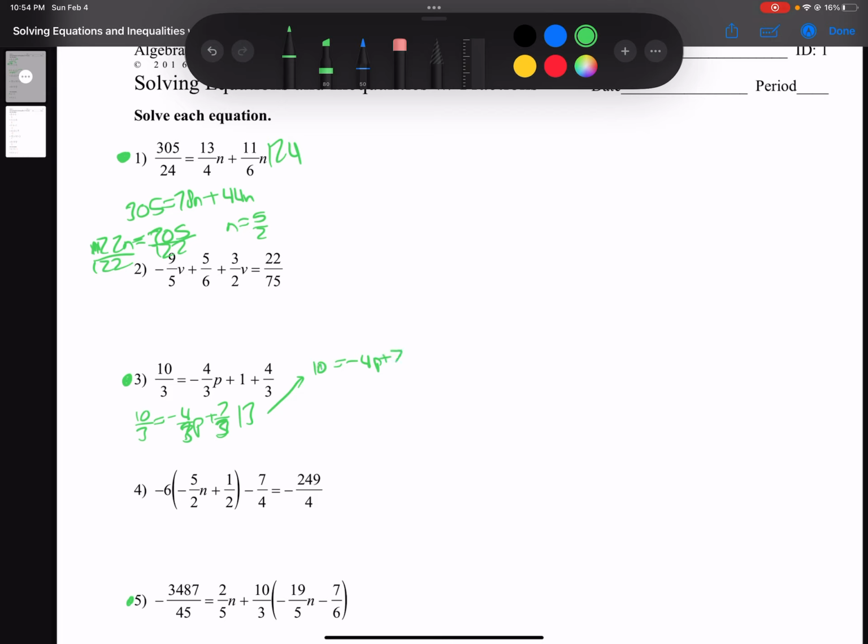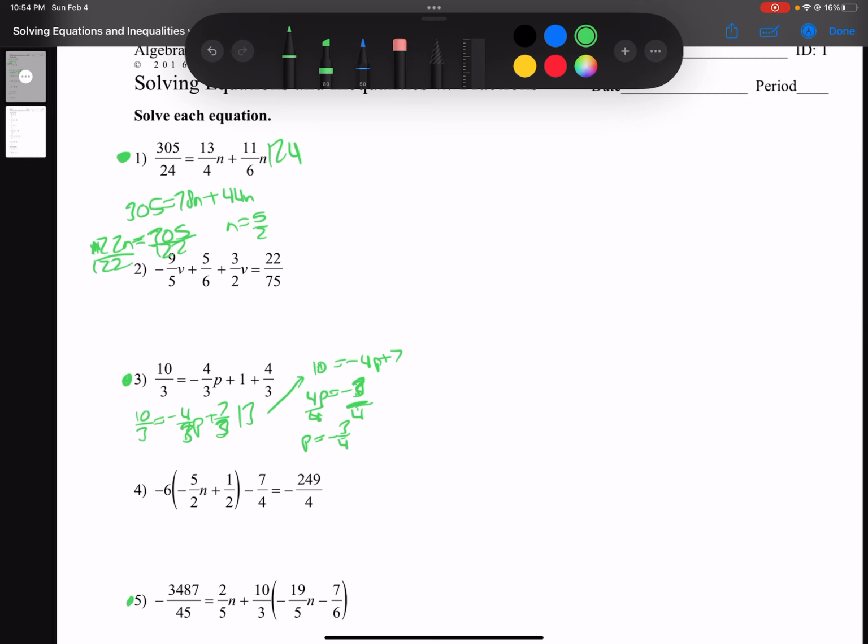Okay, so now we just move the 4p to the left and then we move the 10 to the right. So we subtract it, that's going to be 7 minus 10, which is negative 3. So divide by 4 to get the p by itself. P is equal to negative 3 over 4.